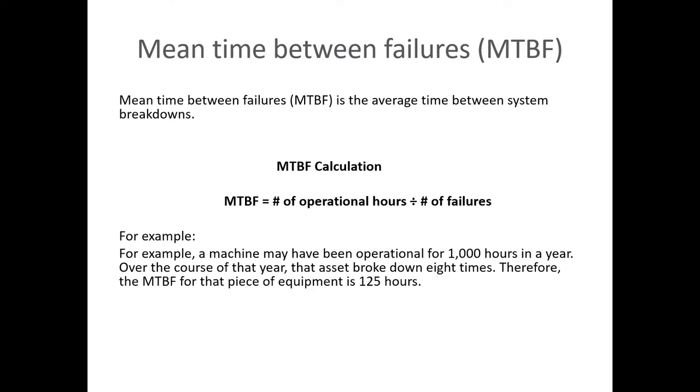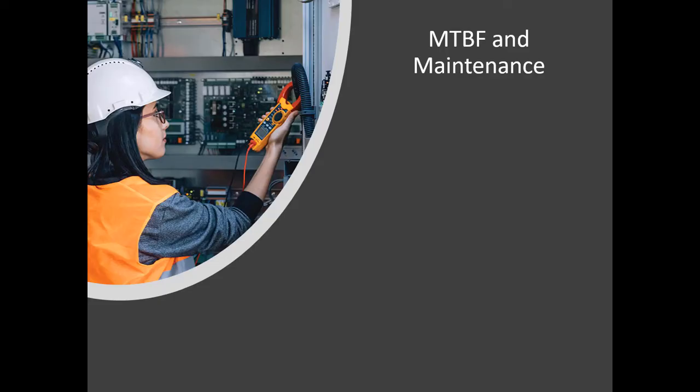So why do we care? Why do we want to know this? Why do we want to know the mean time between failures of a piece of equipment? Well, the reason we do is, for example, because of maintenance. To ensure that we have an effective maintenance program in place, you need to know the likelihood of when your equipment is going to break down.